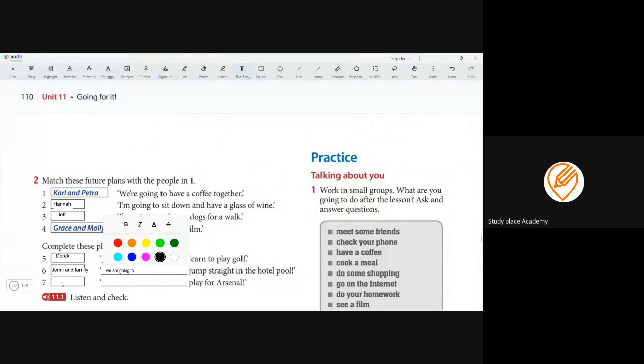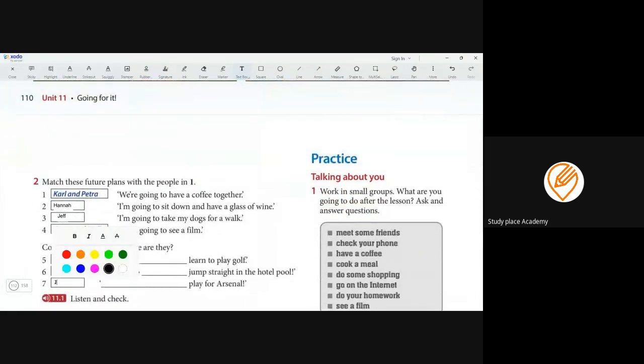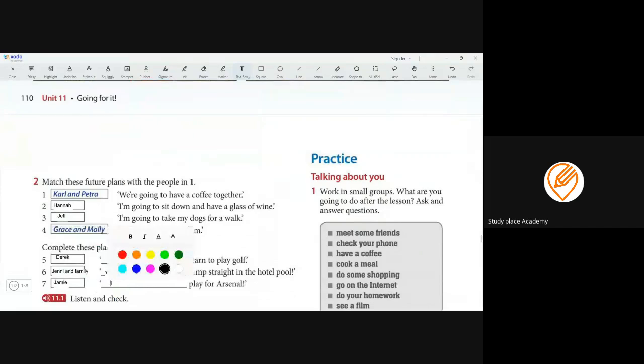Number seven, play for Arsenal. The footballer player is Jamie. He's going. I'm going to play for Arsenal.